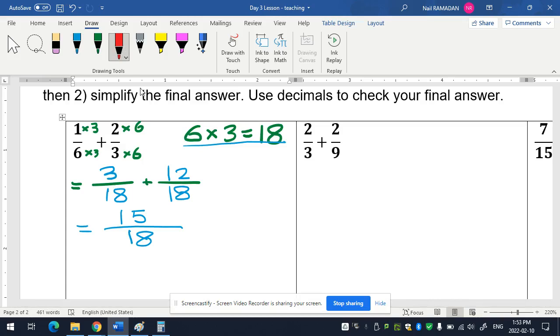and divide by 3. Divide by 3. Exactly. Because 5 and 6 do not share anything between them. Okay, question. How can you check? Using what?